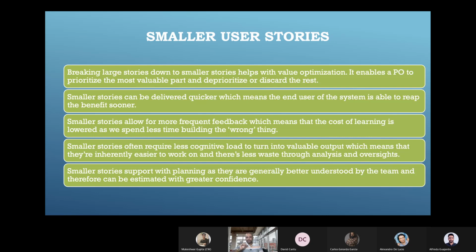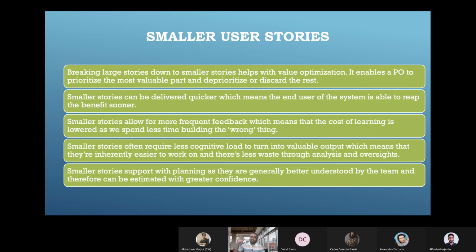Smaller stories can be delivered quicker, which means the end user of the system is able to reap the benefit sooner. Again, as we were saying here, our objective is working software, shippable code, shippable deliverables. That is our objective. Is it possible? I'm asking you a question like that.